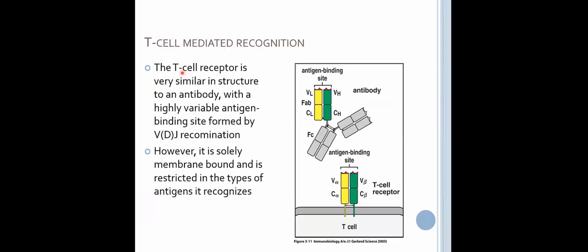Okay, in the last 10 minutes or so here, I'm going to do T-cell mediated recognition. So this is an antibody. We went through how antibodies are made. T cells are very, very similar structurally, evolutionarily, but they are always cell-bound. They are never secreted. So they're never the effector molecule themselves, because they're always just on the cell surface, and they're used by the T cell to recognize a foreign antigen.